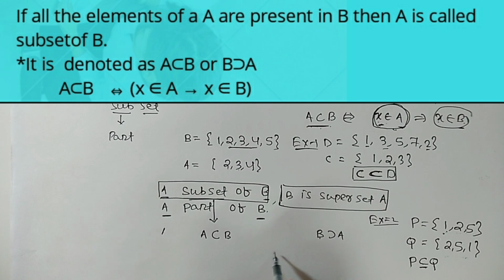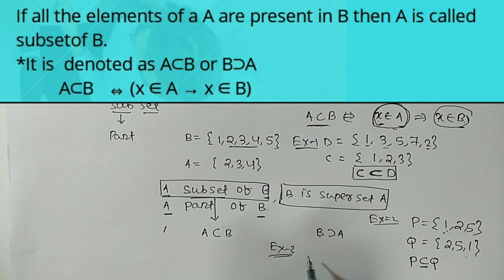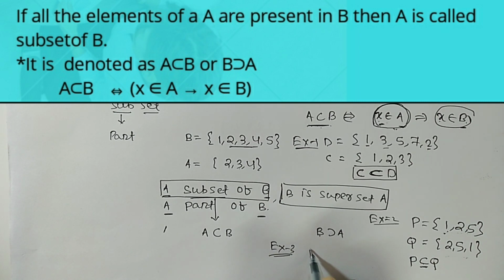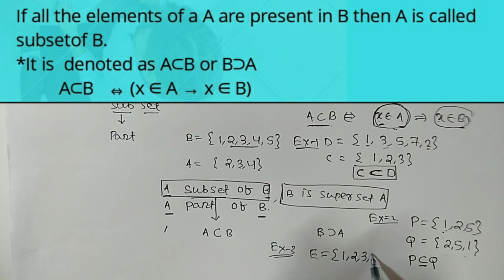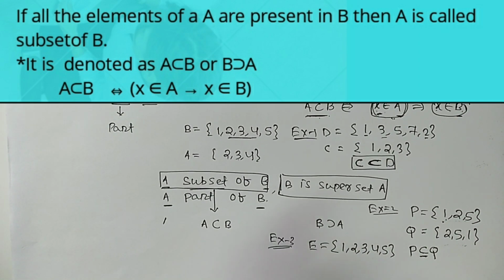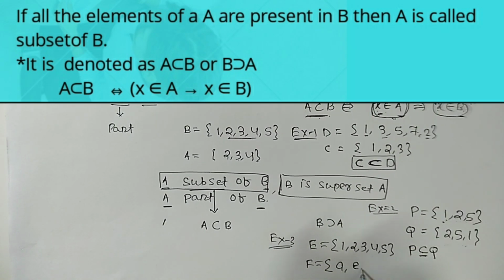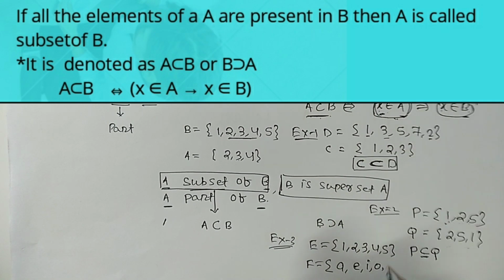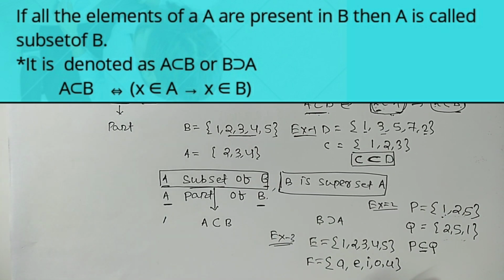Now let us consider example number 3. Consider the set E which contains the elements 1, 2, 3, 4 and 5, and another set F which contains the elements A, E, I, O and U. So these are the elements present in the sets E and F.